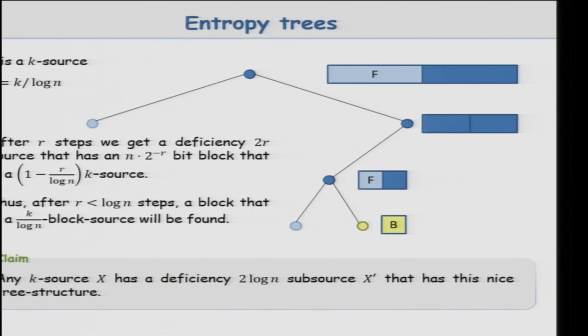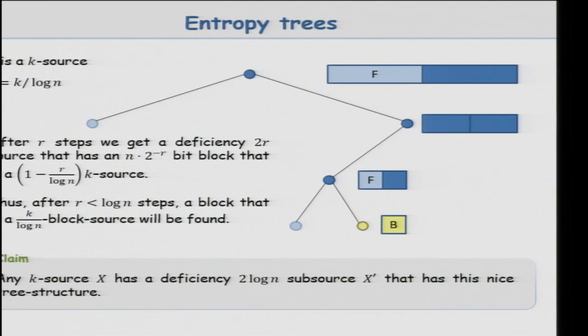So we call this kind of source X prime, which has this structure, a tree structured source, because its entropy is described using this nice tree. Not any source has such a nice structure, as you can show just by counting, but any source has a low deficiency subsource that has structure. Why do we care about the tree structure?